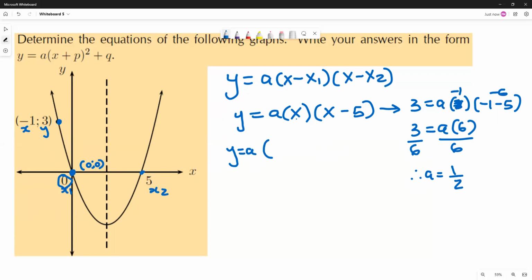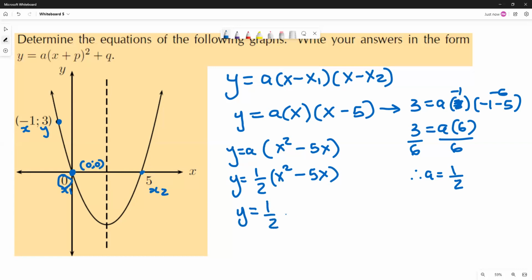Sure. Then remember here, before you fill in the a, you need to fill in the 2 brackets first. So my a is still there. This times that, it's x squared. This times that, it's minus 5x, right? Then you have y equals half (x squared minus 5x), because my a is half, so I replace with half there. Then you have y equals, you expand with the half, so it's half x squared minus 5 over 2 x. Right.